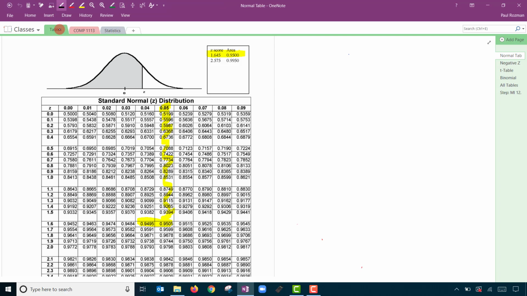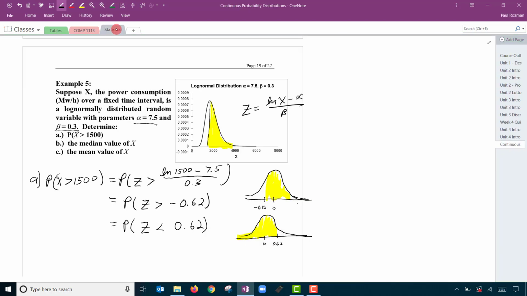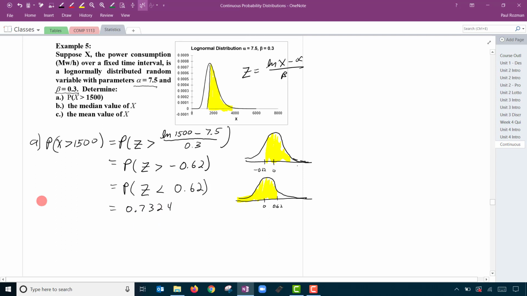So we go to our Z table, and we find that 0.62 gives us a value right here of 0.7324. So power consumption is above 1500 approximately 73% of the time.